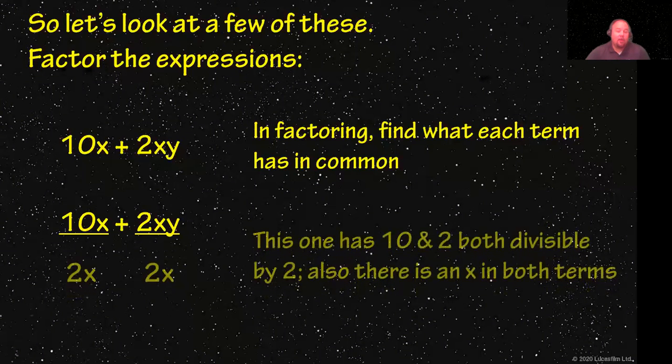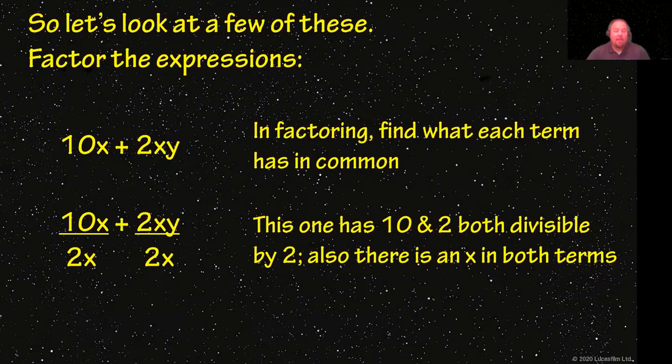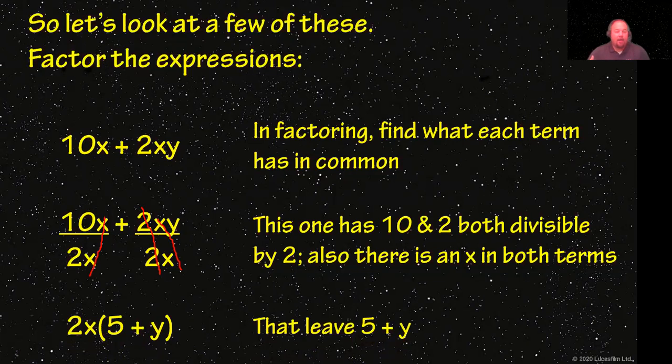But what I can do is divide both sides by that 2x. That's going to cancel out, like we talked about last week. We did this a little bit. We canceled out the 2 and the x. They cancel each other out. The x cancels out, and then 2 goes into 10 5 times. So that leaves us with 5 plus y, because we took out the 2x. We found what they had in common and we put it there.